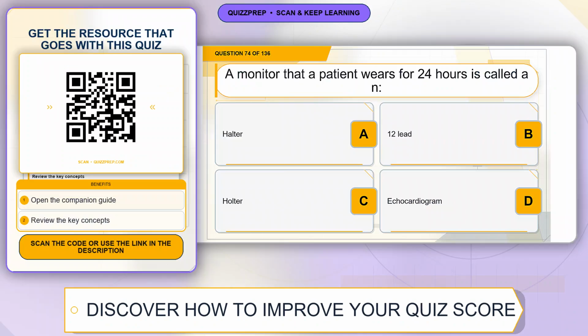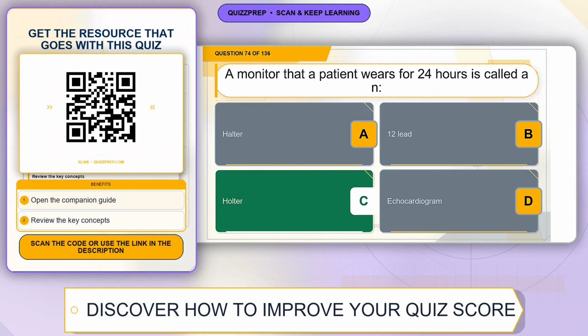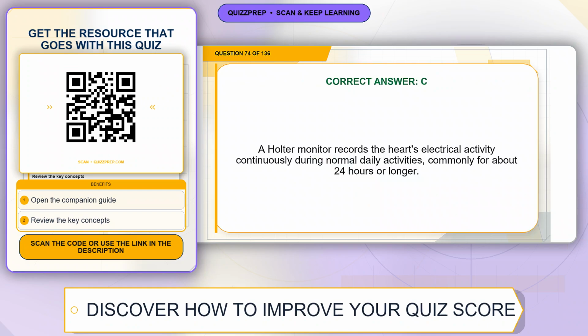Question 74. A monitor that a patient wears for 24 hours is called an. Option A, Holter. Option B, 12-lead. Option C, Holter. Option D, echocardiogram. The correct answer is option C, Holter. Explanation. A Holter monitor records the heart's electrical activity continuously during normal daily activities, commonly for about 24 hours or longer.